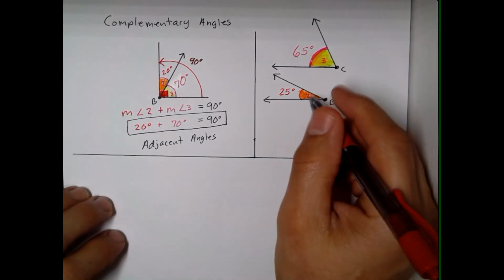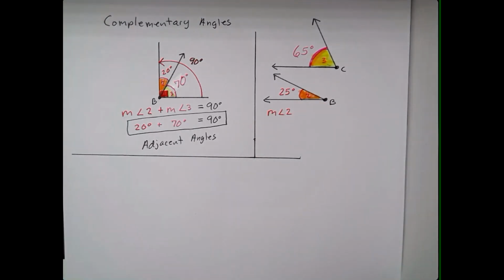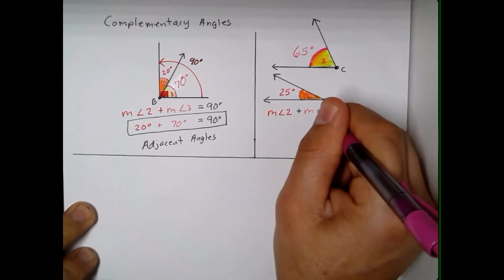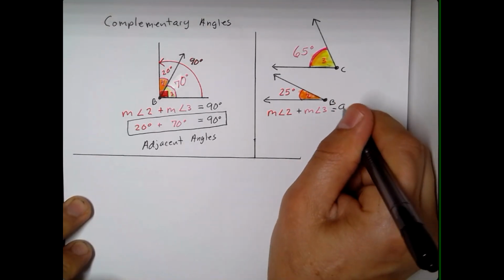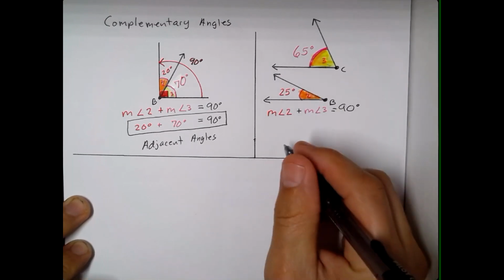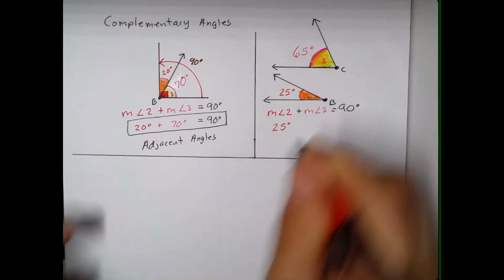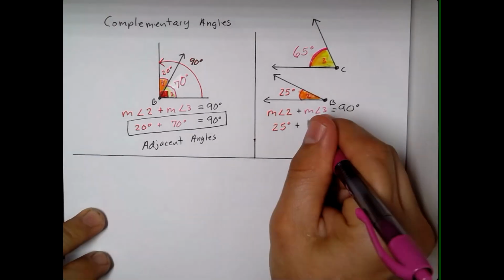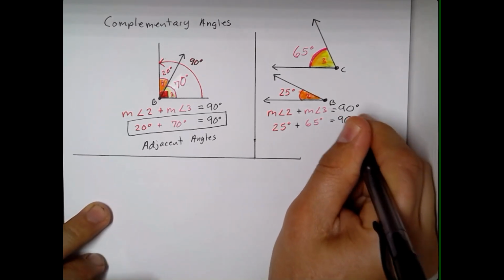And so if we wanted to, we could say right here that the measure of angle 2 plus the measure of angle 3 is equal to 90 degrees. Because if we add up 65 and 25, that's going to give us 90. So I could also write this out as simply 25 degrees, which is the measure of angle 2, plus 65 degrees, which is the measure of angle 3. If I add those two numbers together, they will give me 90 degrees.